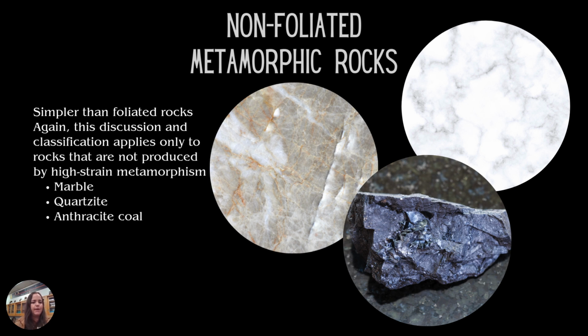Our non-foliated metamorphic rocks include marble, quartzite, and anthracite coal. We'll go through all of those individually as well. Remember, these do not exhibit any sort of alignment of the grains. So we're looking at grains that are interlocking. So they're just kind of all in there.